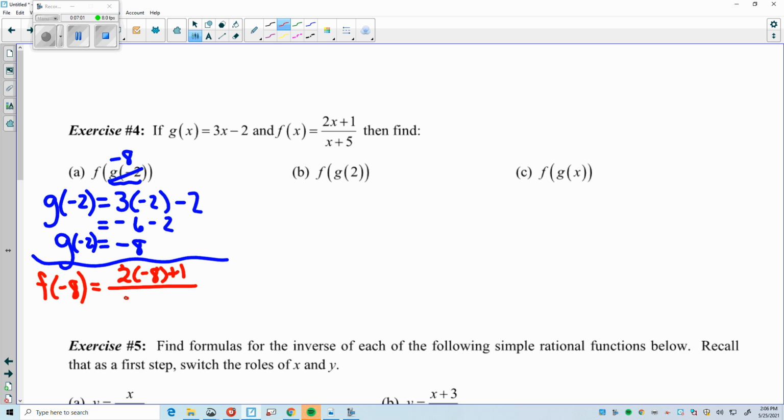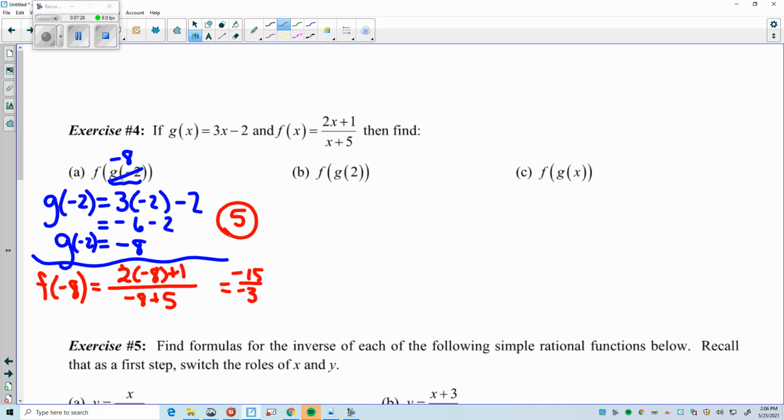You just have to remember we have a fraction that we're dealing with here. Okay, simplifying our numerator, 2 times negative 8, I get a negative 16, plus 1, I get a negative 15. Denominator is going to simplify down to how about a negative 3, and when we reduce this in total, negative 15 divided by negative 3, we get a positive 5.